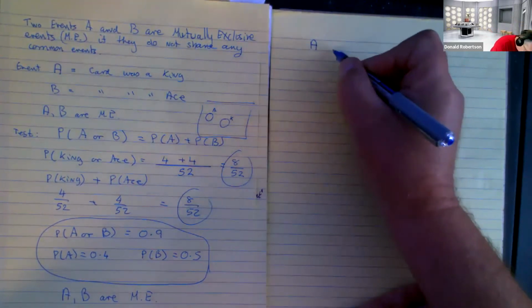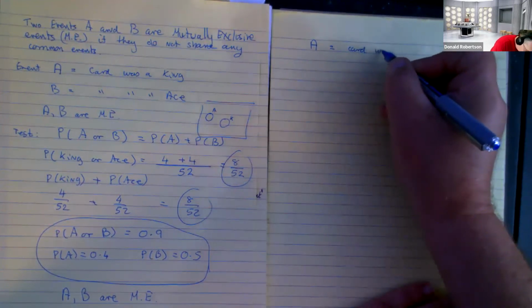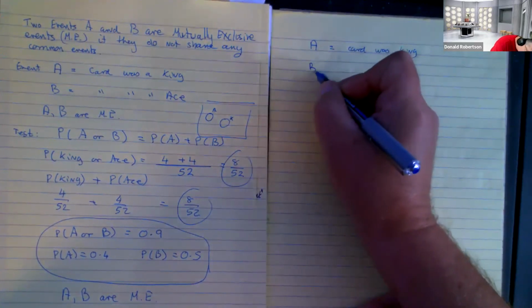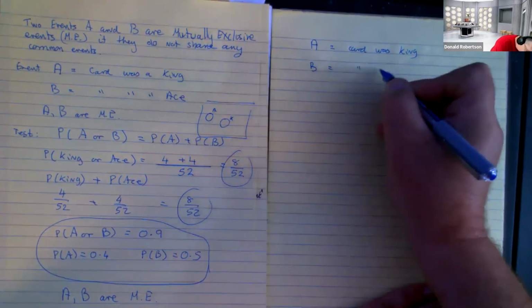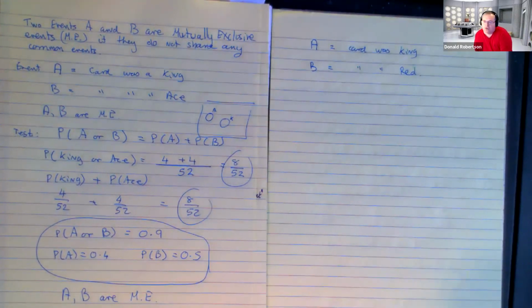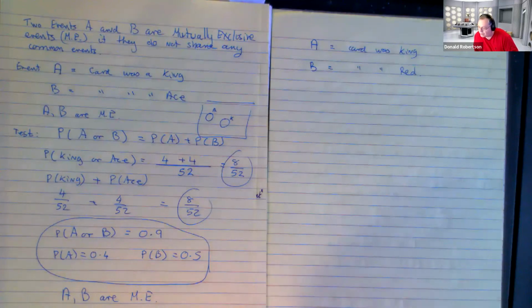Suppose A is that you pick a card, and the card was a king. And B, you pick a card, and the card was red. They are not mutually exclusive. Aren't there some kings that are red? Aren't there some red cards that are kings? You can phrase it either way you want. They're definitely not mutually exclusive.